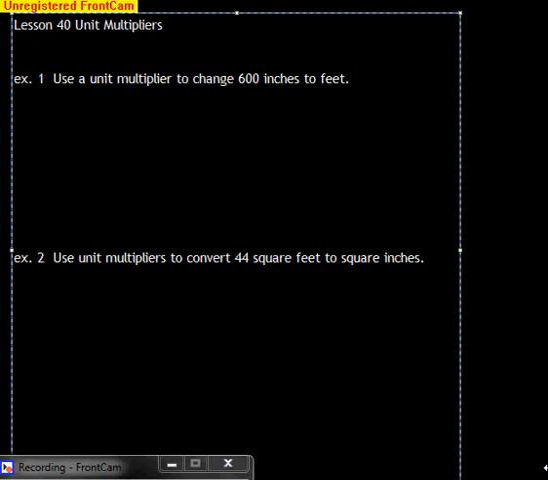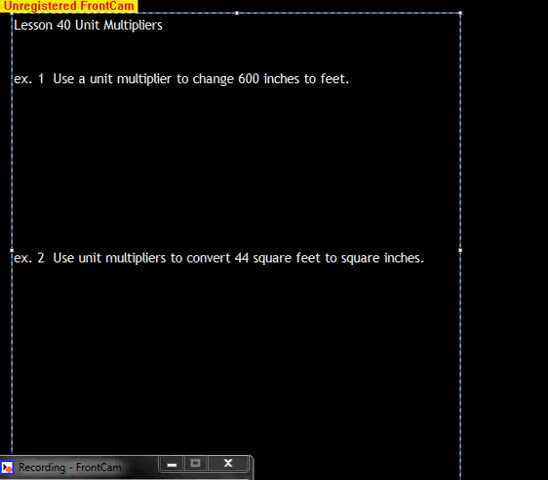Okay, lesson 40, unit multipliers. We've been doing this since the beginning of Algebra 1, so there's not a lot of new things here. Maybe we're going to be doing cubic miles to cubic inches. Maybe that's a little bit new. But for those of you that didn't have Saxon for Algebra 1, this will be a good lesson, and for those who did have it, this is a good review.